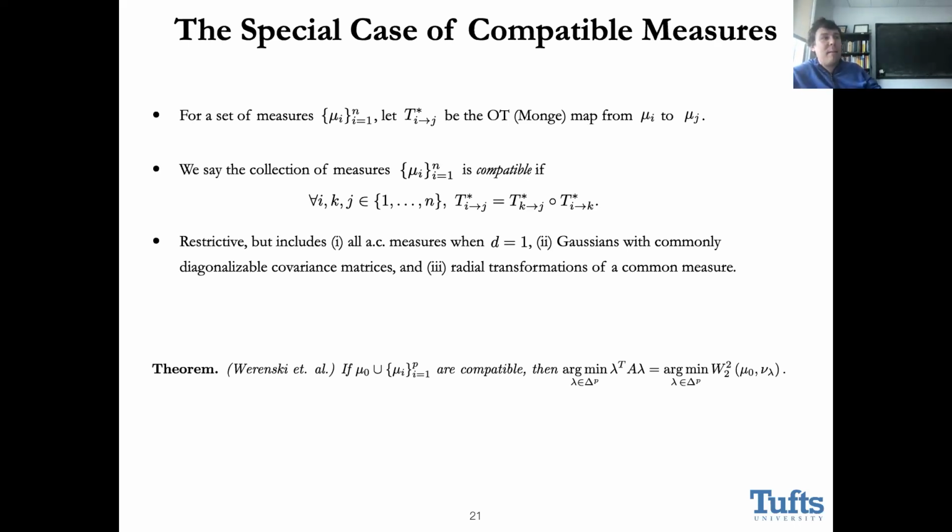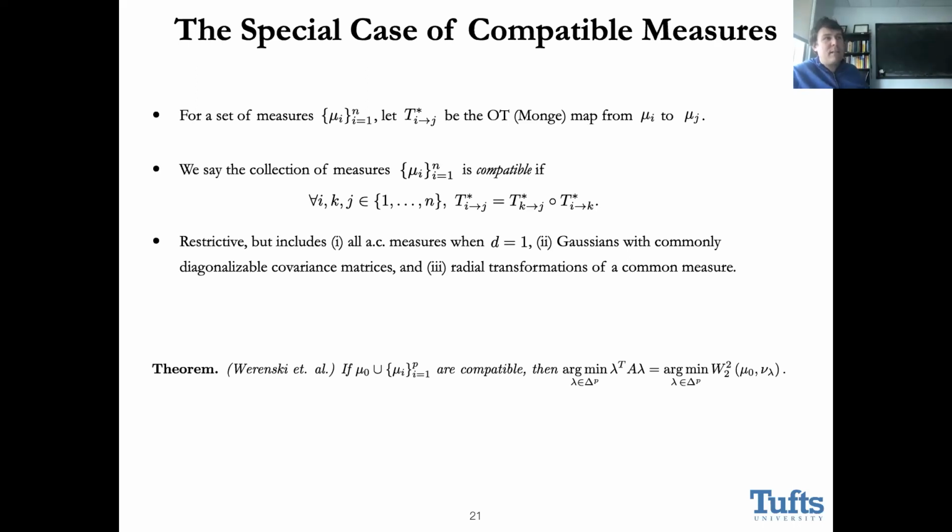So as is often the case in optimal transport, things are easier and better in one dimension, and basically any absolutely continuous measures in one dimension satisfy this. Some more non-trivial examples would be Gaussian measures with covariance matrices having the same eigenvectors. And if I have some base measure and all I do is radial transformations of it, then those will all be compatible. So it's a small subset of the space of possible measures, but if you are compatible, then solving the quadratic program gives you the optimal projection coefficients.